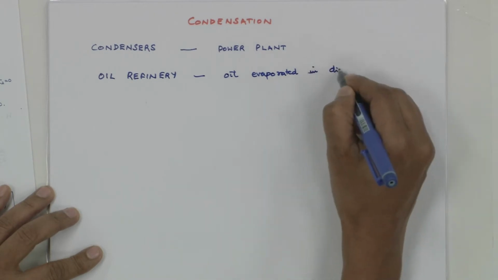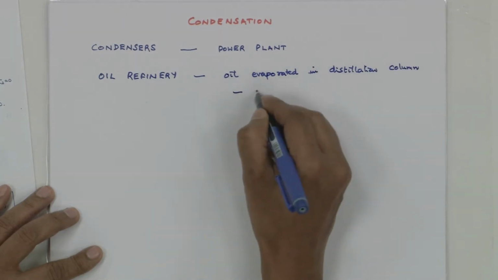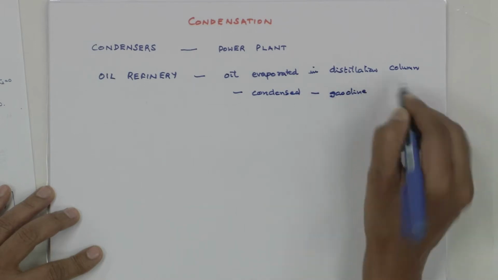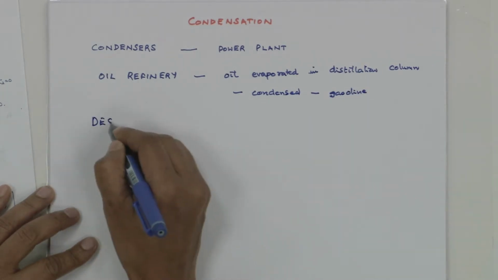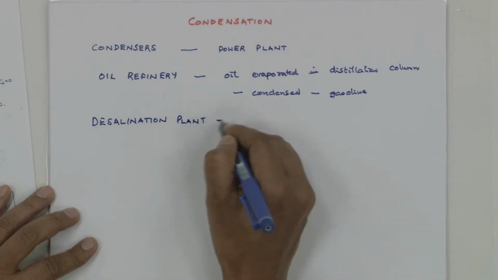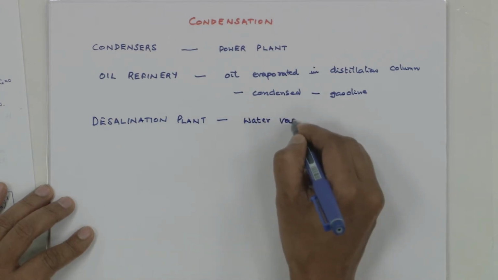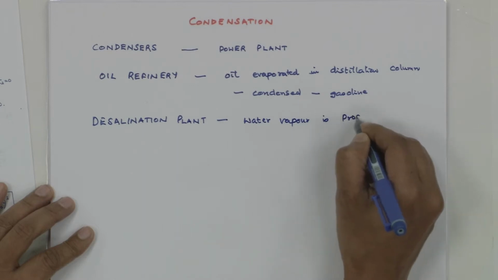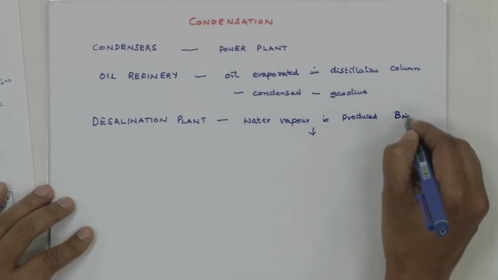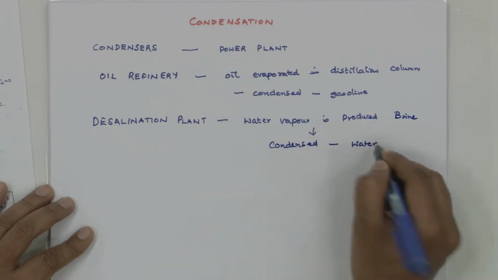Evaporated in the distillation column and then condensed to get either gasoline or kerosene and various variants. Next, the desalination plant. You first evaporate the seawater, water vapor is produced, and then it is condensed from brine, that is salt water, to get pure water, drinkable or potable water.